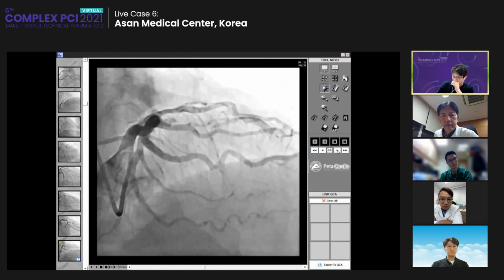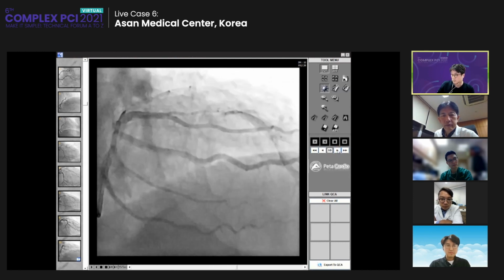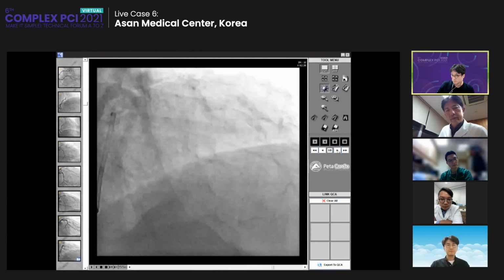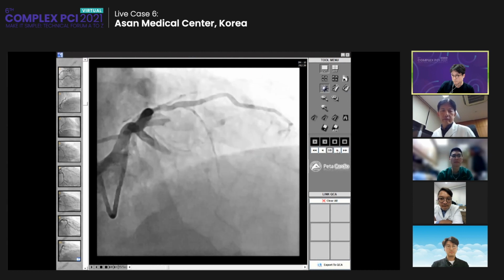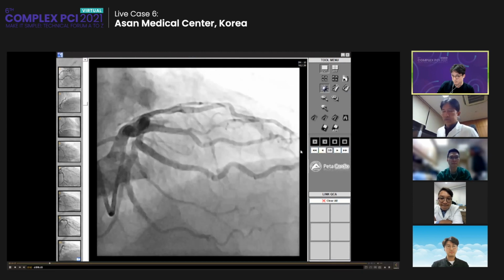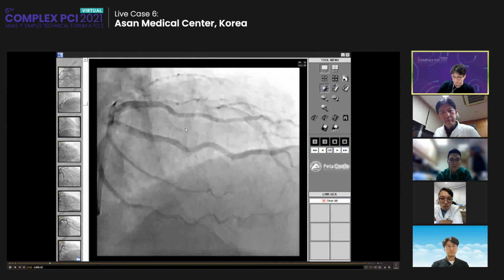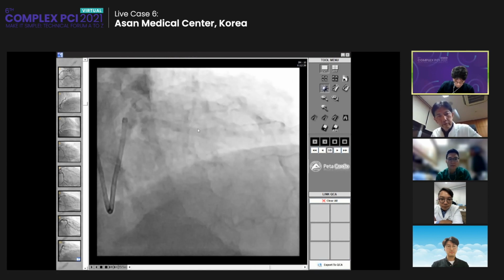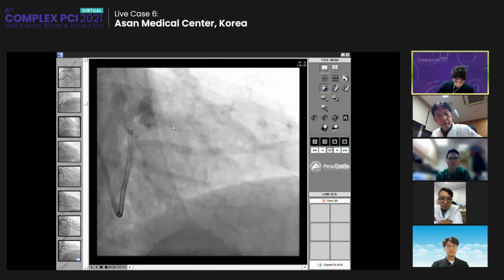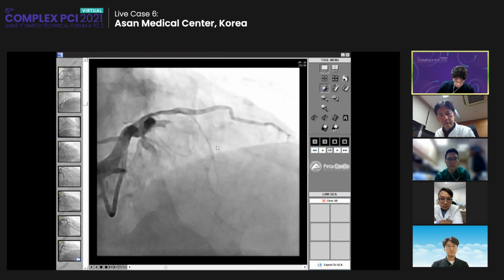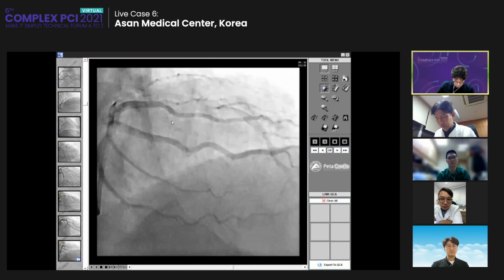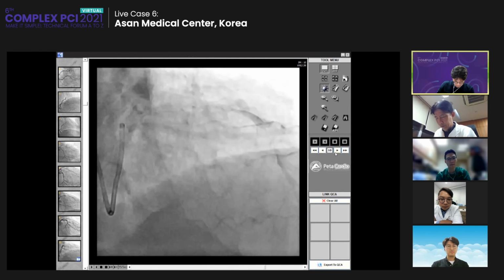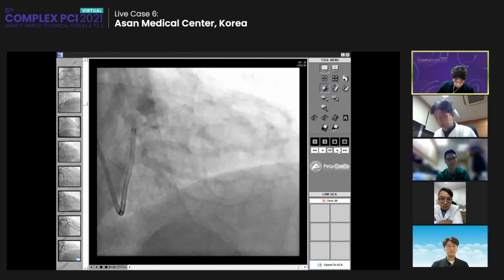And this is another view of the RCA, cranial view, and you can see that the morphology of the proximal cap in this view is a little bit weird. Maybe it's a tapered tip, but there is some bump at the mid portion in this view. We have to find out what it is.